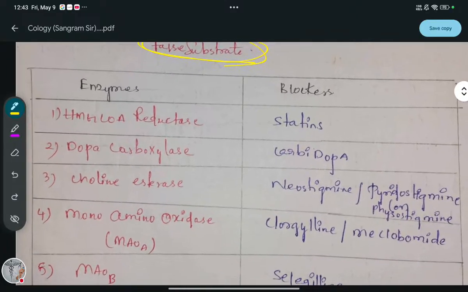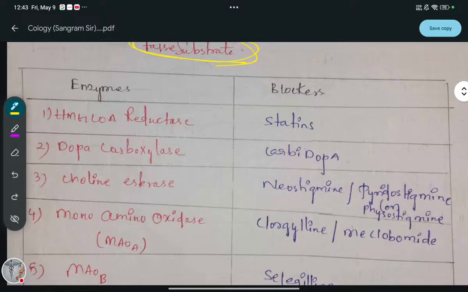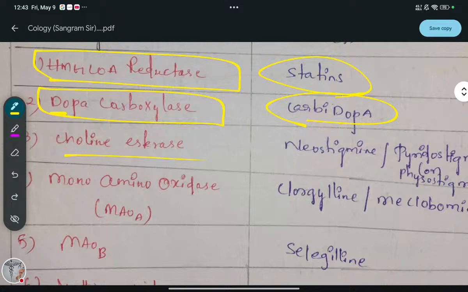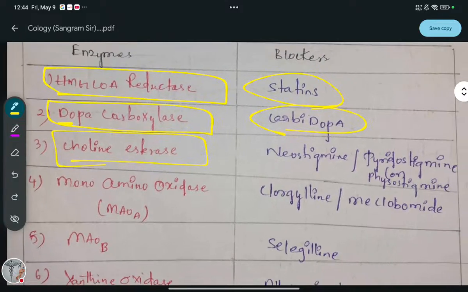Okay, next see the enzymes and their blockers. HMG-CoA reductase is blocked by statins. Next, dopa decarboxylase is blocked by carbidopa. Next is cholinesterase. Cholinesterase is blocked by neostigmine, pyridostigmine, physostigmine. Out of that, physostigmine is the natural one.